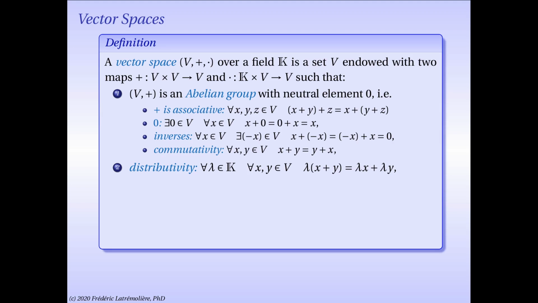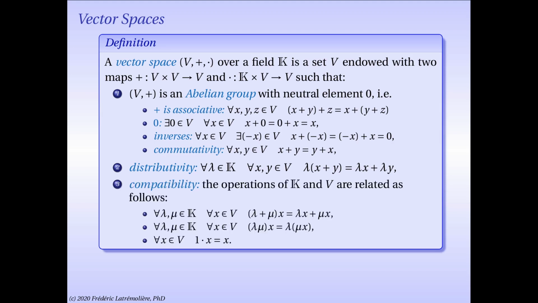Now the field K has its own operations, an addition and a multiplication, and we want some compatibility between the operations on K and the operation on our vector space V. First, we require that for all λ and μ in the field K, and for all x in V, (λ + μ)x is equal to λx + μx. It's a form of distributivity.